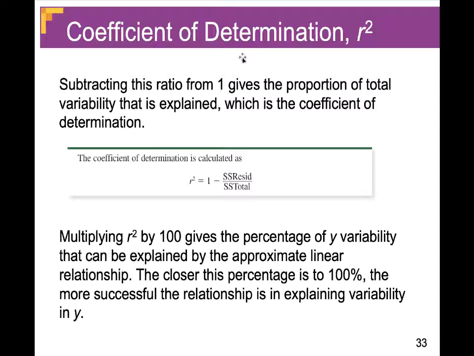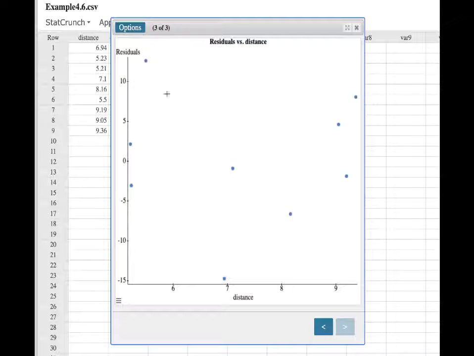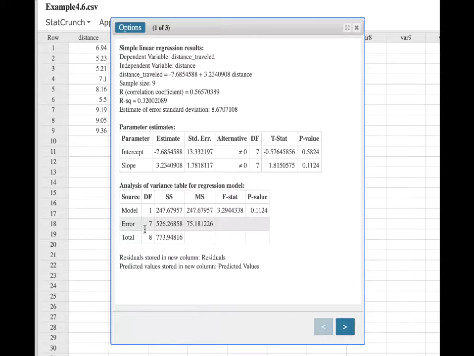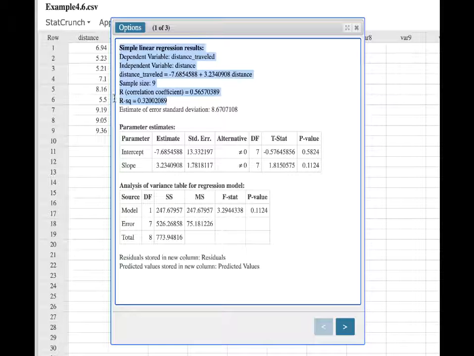But if you go to StatCrunch and you go to the first screen, you will see the sum of the squares, and it's the error over the total. And so if you take 526.26858, divide that by the total, 773.94816, and then do 1 minus that number, you get 0.32, which is exactly r squared.